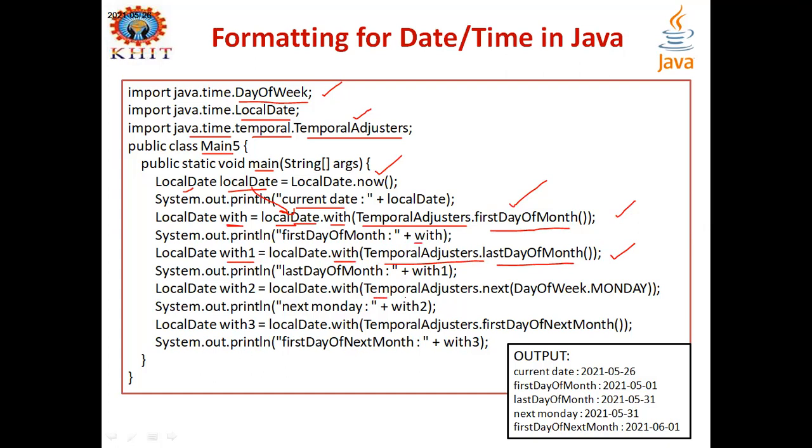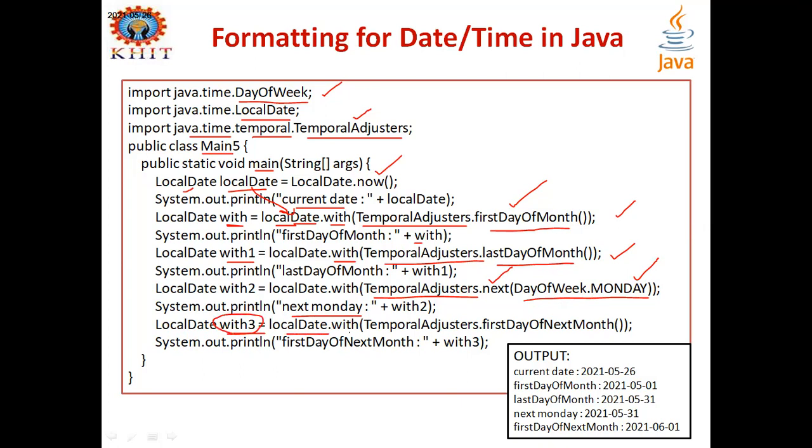The same way, we adjust using the next method, day of week Monday, that gives after this date what the next Monday is. That's why we call this next method of DayOfWeek.MONDAY. So it displays that date after this current date, the next Monday. Next, the same way, we take another LocalDate object, which holds the date value.